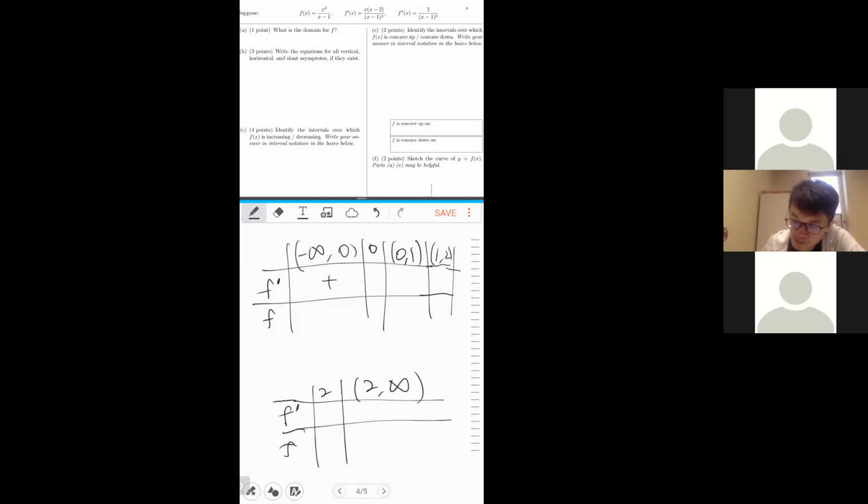Negative. Do the same for 1 to 2. I think this one should be negative as well. This one should be 0. And then the last one would be positive. So the function is increasing on this region, decreasing on this region, decreasing on this region, increasing again on this region.